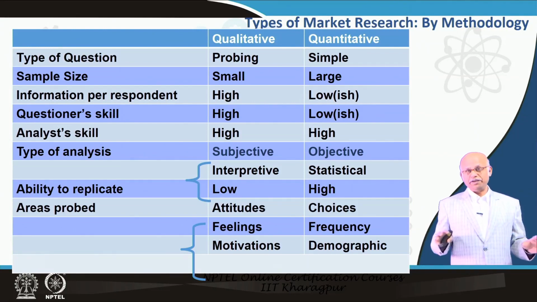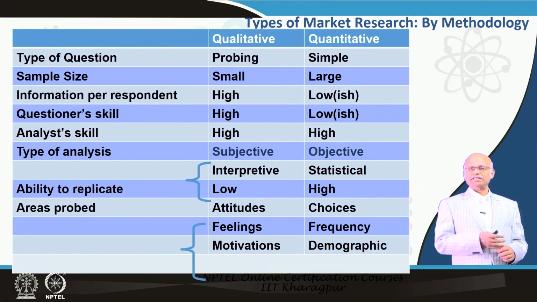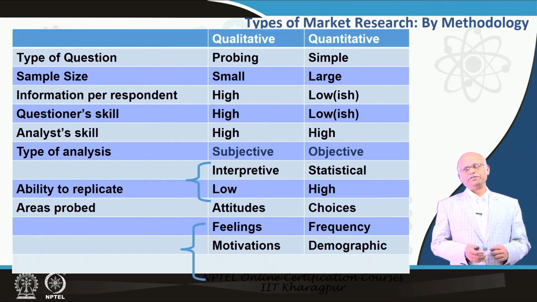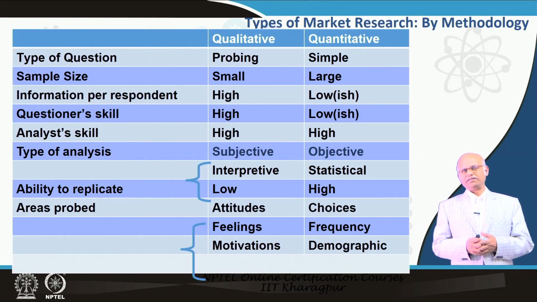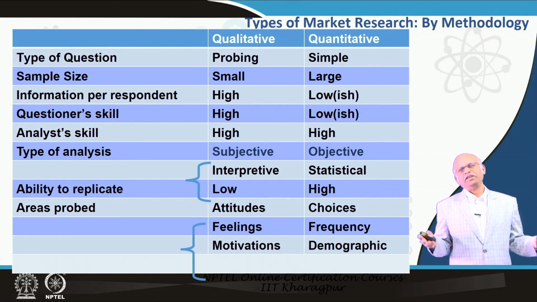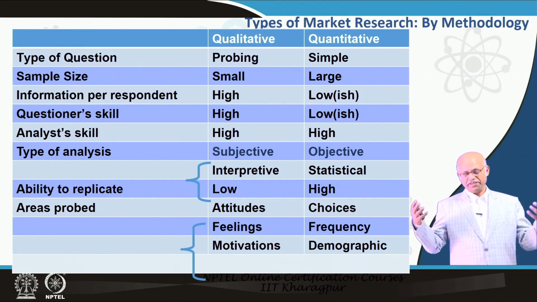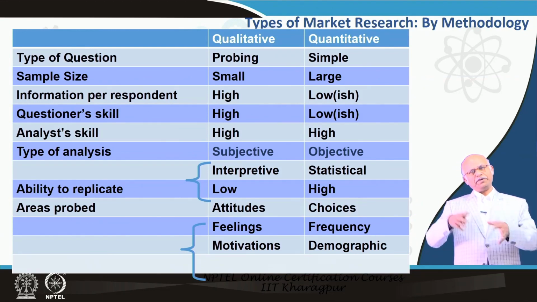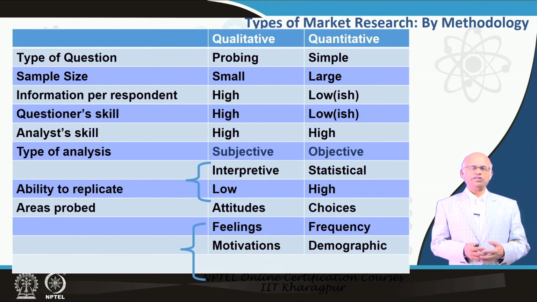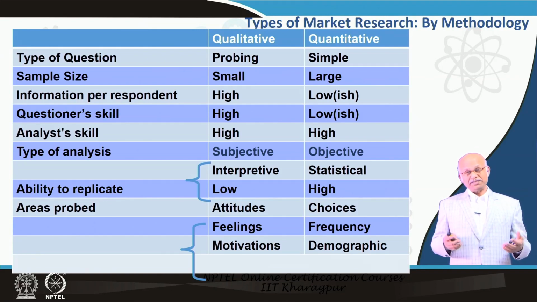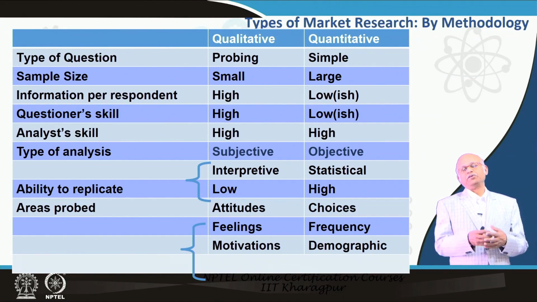Analysis skill required is high in both cases. Type of analysis: qualitative is subjective, quantitative is objective, because you are dealing with real data. Ability to replicate: if you are asking a few people, chances are very low that all will say the same thing, whereas you are taking a survey involving many people. Now, you take the same survey involving another batch of people, chances are very high the result will be almost similar.